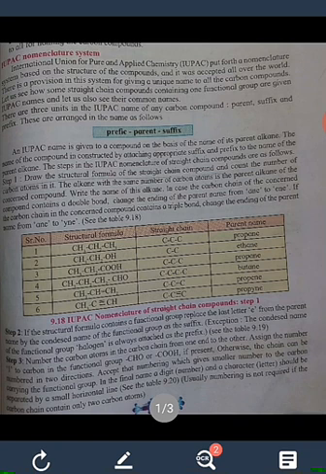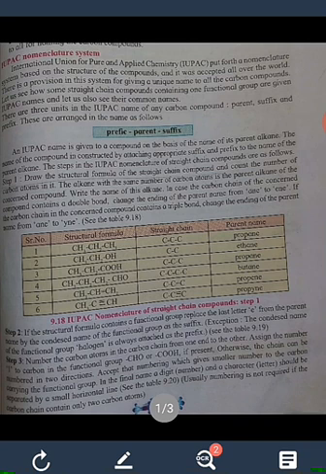Now, the International Union for Pure and Applied Chemistry put forth a nomenclature system based on the structure of the compounds, and it was accepted all over the world. Let us see how some straight chain compounds containing one functional group are given IUPAC names, and let us also see their common names.